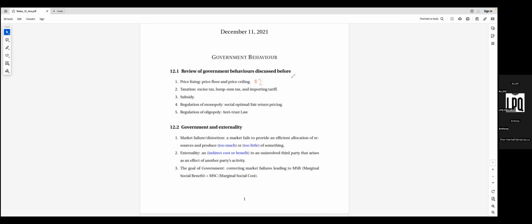And for price ceiling, the common real life example in the AP examination is rent control. The government wants to lower the rent of basic accommodation for lower income households. So you learned about this in notes number 2.